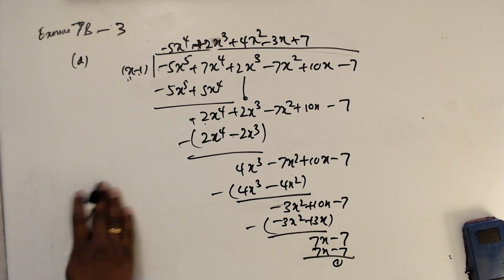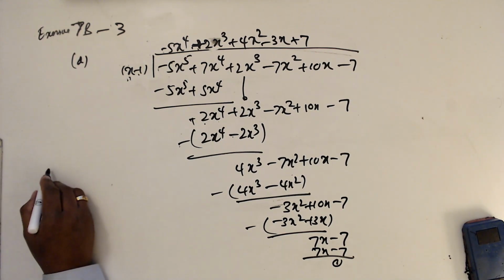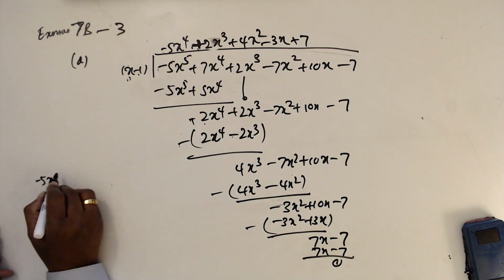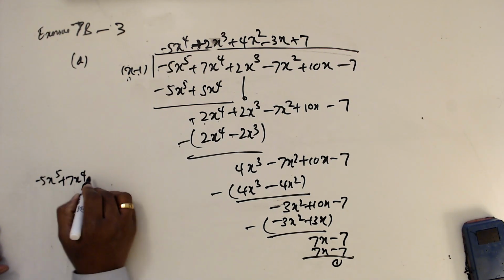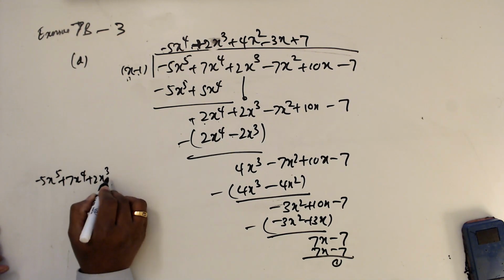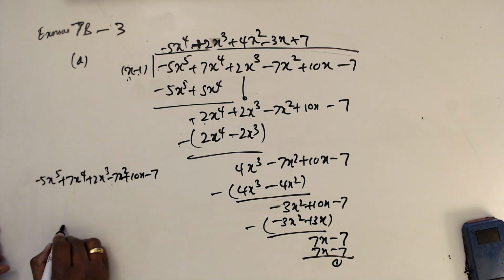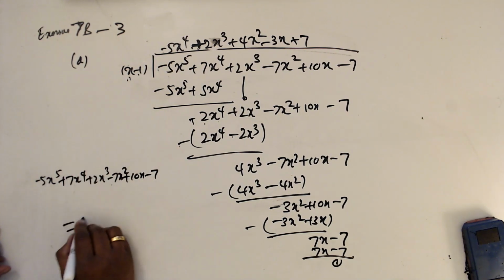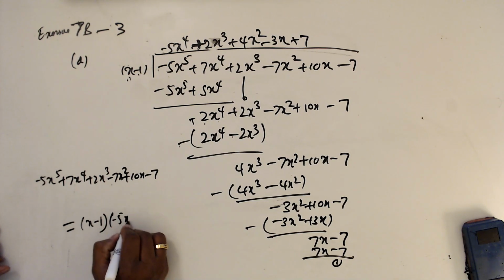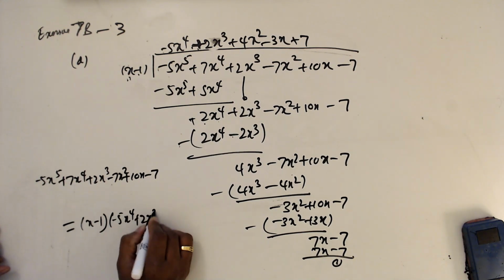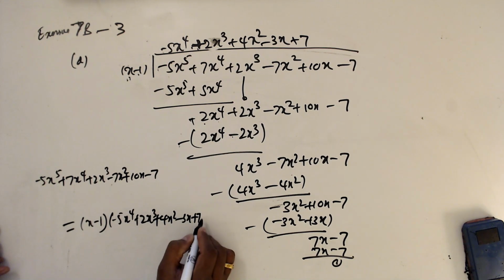Now I have to write the answer. 5x to the power 5 plus 7x to the power 4 plus 2x cubed minus 7x squared plus 10x minus 7 equals x minus 1 times this one, 5x to the power 4 plus 2x cubed plus 4x squared minus 3x plus 7.